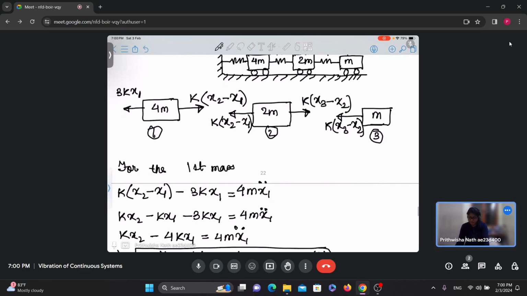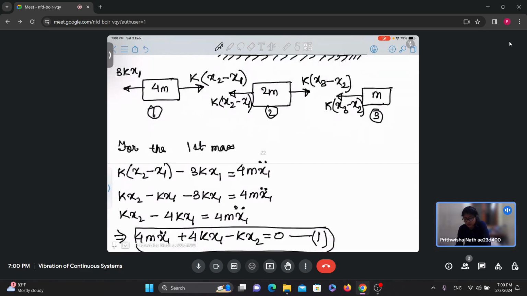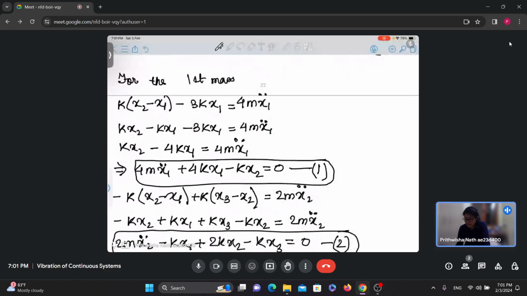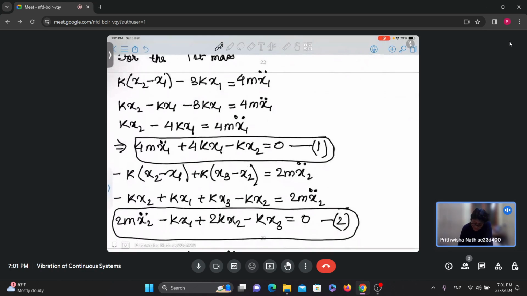it is written as first we write the force that is acting towards the right, that is k into x2 minus x1, then minus 3k x1 that is acting towards the left, equals mass into acceleration. The mass for the first mass is 4m, and the acceleration is x1 double dot. Now we rearrange it and finally get 4m x1 double dot plus 4k x1 minus k x2 equals 0. This is for the first mass. Now for the second mass.